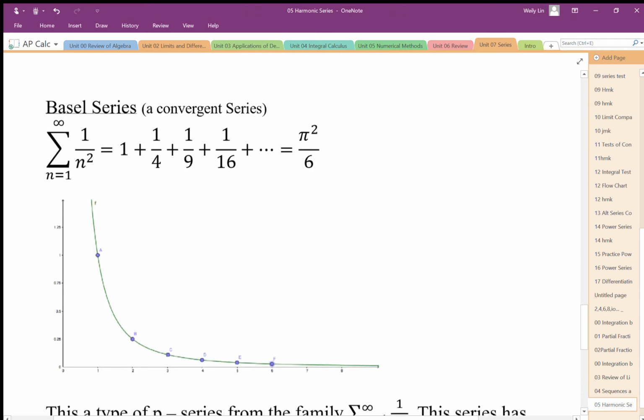Okay, so the Basel series is slightly different. It is a p series, just like the harmonic series is a p series as well. In our harmonic series, p is equal to 1, but in the Basel series, p is equal to 2. So it looks like this. We end up with the series 1 plus 1/2 squared plus 1/3 squared plus 1/4 squared, and so on. And this sum adds up to, and we're not going to justify this, a finite sum of pi squared over 6.